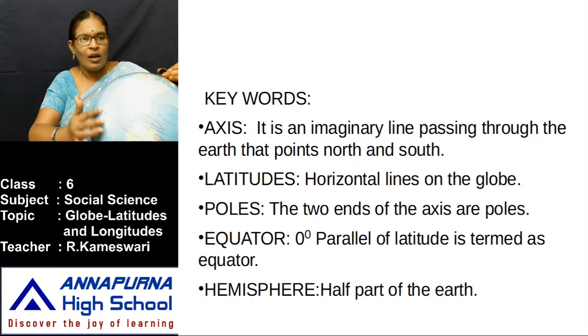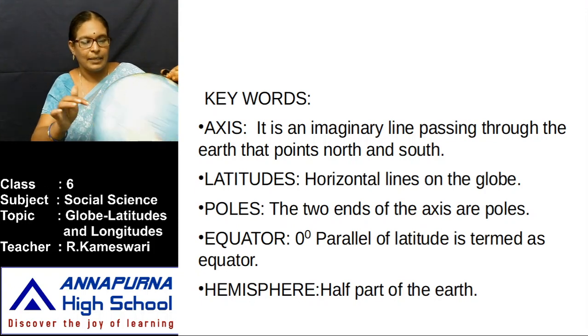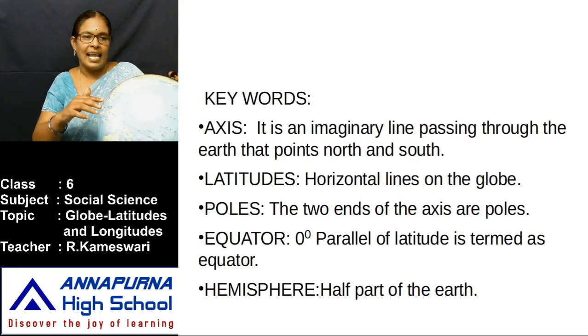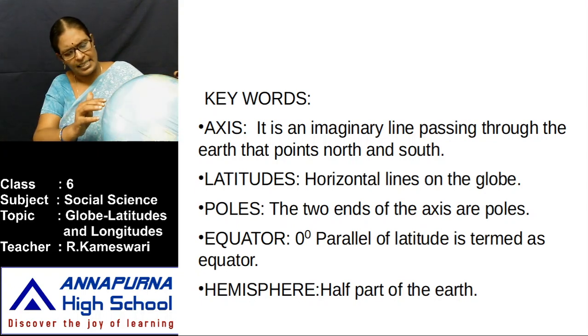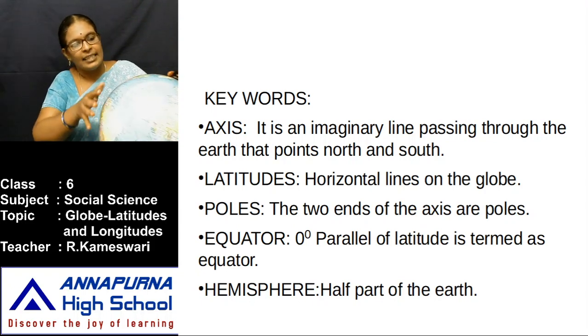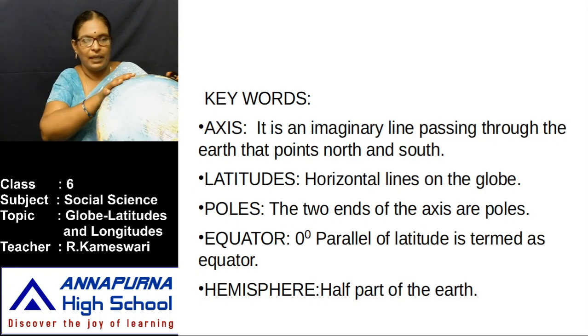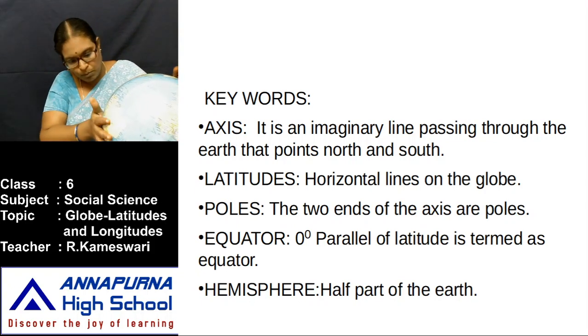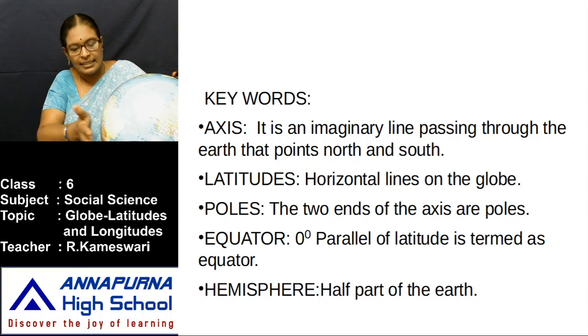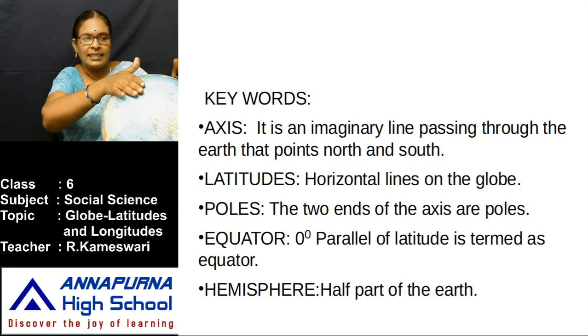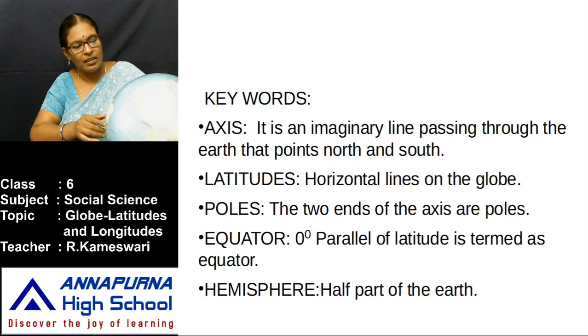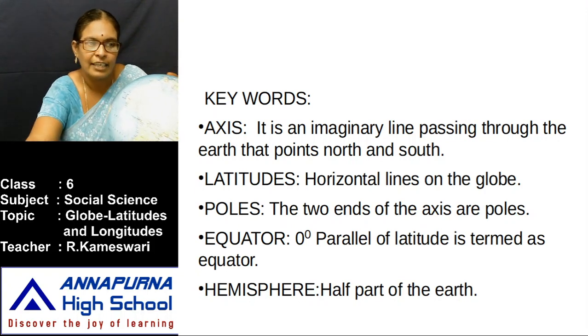Latitudes. All the horizontal lines on the globe are called latitudes. Equator. Equator is an important line. The 0 degrees line is called the equator. It divides the total earth into two equal halves. Half part of the earth is called a hemisphere. The southern half is known as the southern hemisphere. The northern half is called the northern hemisphere. That is called the equator.